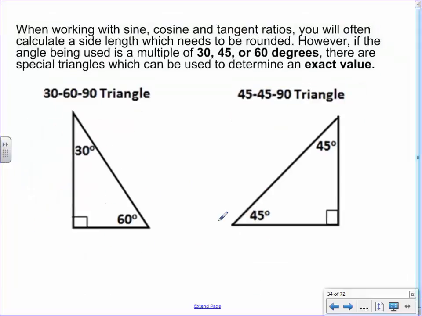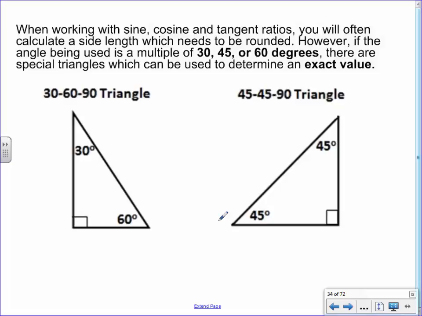These are known as the special triangles. Someone really smart came up with the idea of trying to find a way to make a triangle ratio work for 30, 60, 90 triangles and 45, 45, 90 triangles, just because those are some common numbers you might have, if that makes sense.